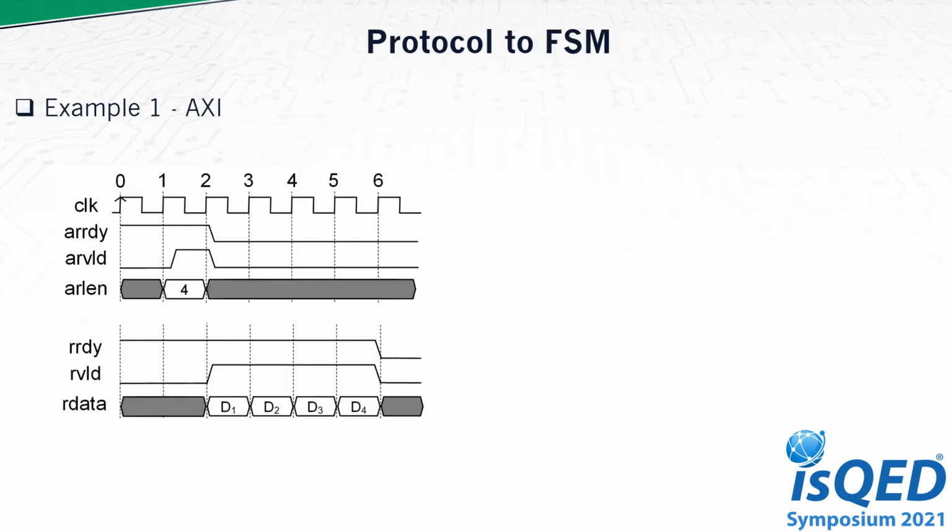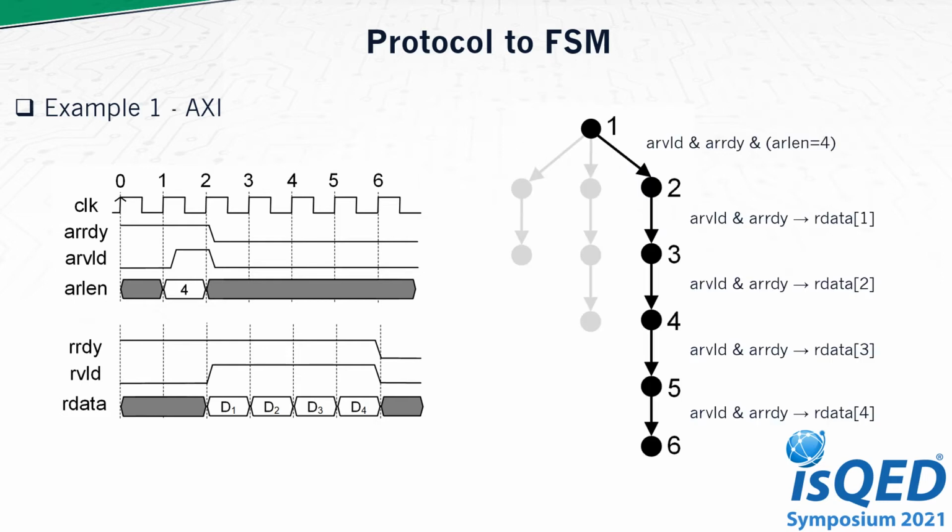As an example, we can look at the commonly used AXI protocol. On the left side, we are showing an example waveform of a 4-read burst. On the right side, we show the corresponding finite state machine that models this protocol. The grayed out paths in the finite state machine represent other burst lengths that may be used, in this case single read and 2-burst read. We only show these 3 paths for simplicity.